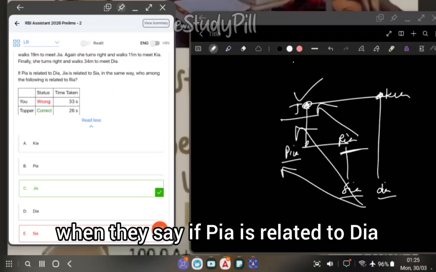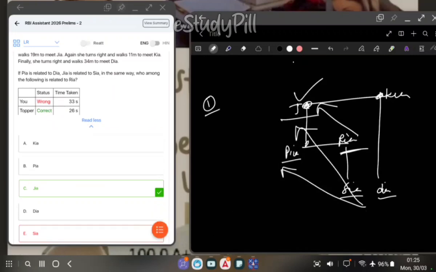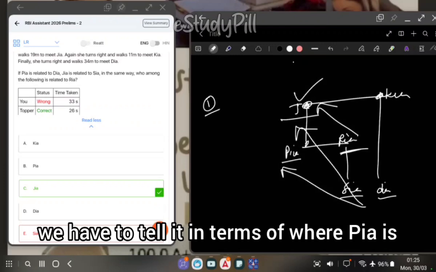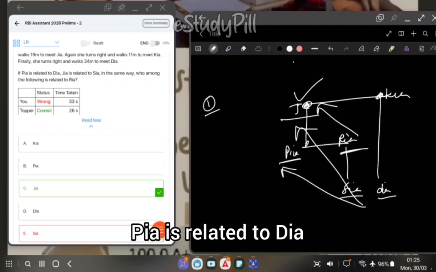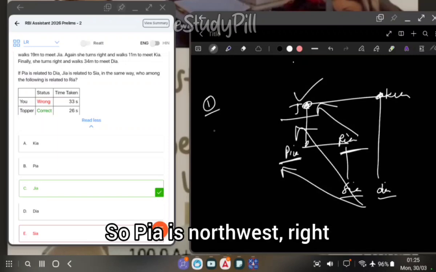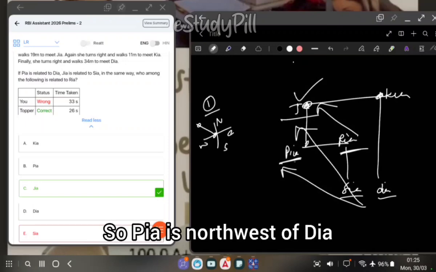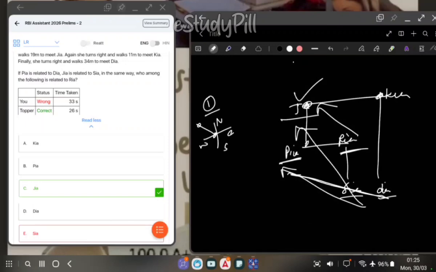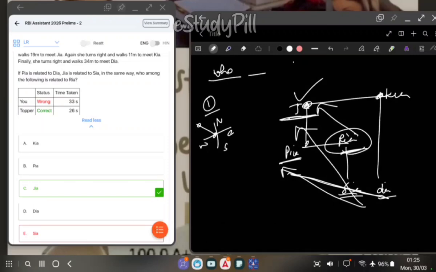So in the exam, when they say PI is related to DIA, I figured that the best way to solve this is to tell it in terms of where PI is, okay? PI is related to DIA. So PI is northwest, right? Not north or south. So PI is northwest of DIA. Talk in terms of that, okay? Then GIA would be northwest of CIA. Then it says who, right? Who is here is northwest to RIA. So that's the answer.